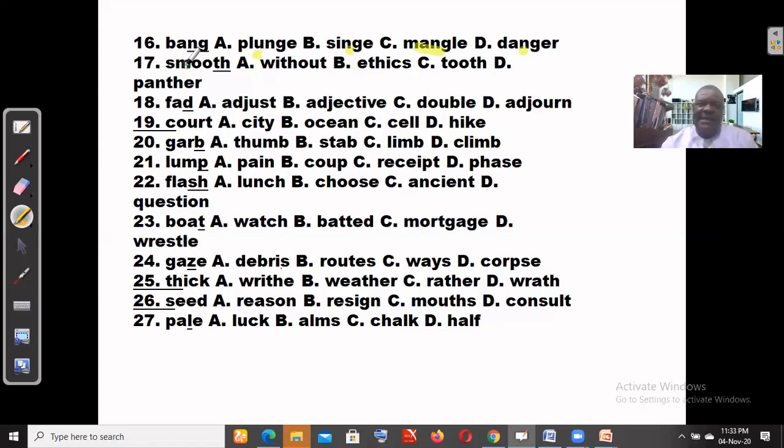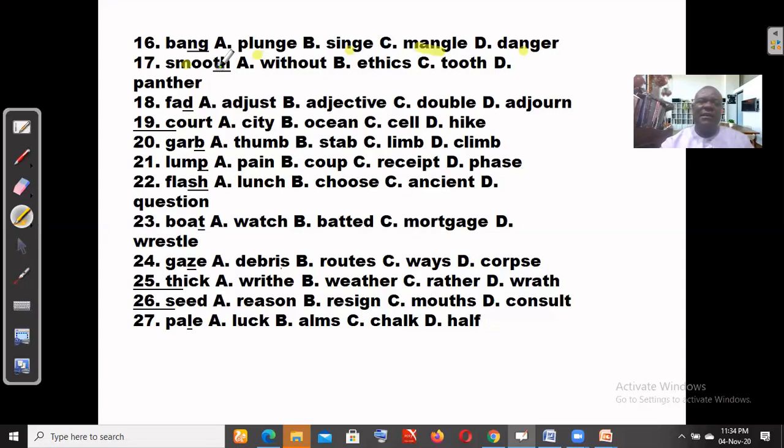When you understand the procedure, it becomes quite easy as ABC. Now, number 17, we have smooth. And here, what we have is the TH, which is the dental sound. All right? And of course, this one is a little bit exceptional in the sense that this is actually a voiced dental fricative. In most cases, voiceless dental fricatives come at the end of a word. The word smooth ends the word, but it is a voiced dental fricative.